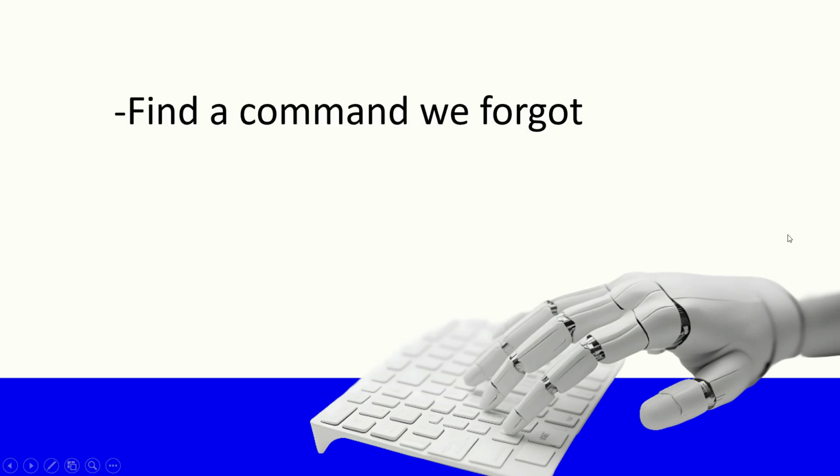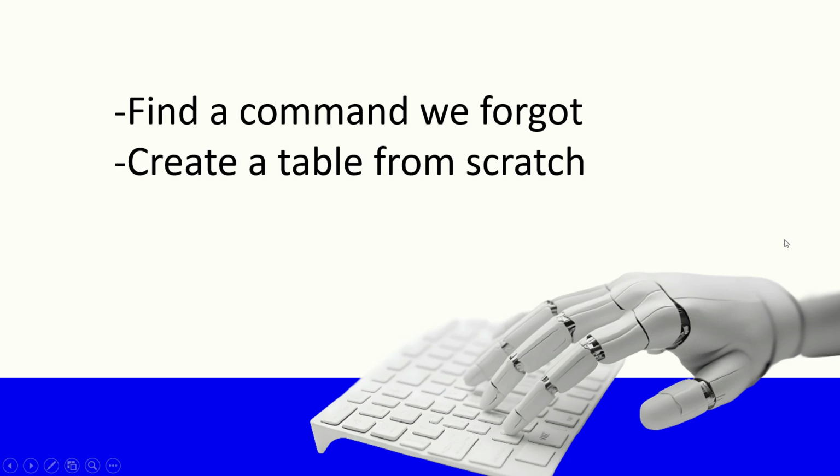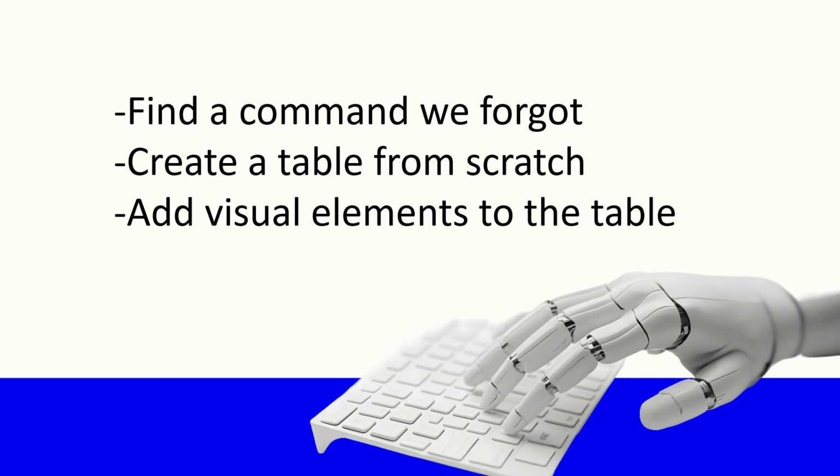We're going to do three things really quickly in this video. We are going to find a command we forgot, figure out how Copilot can help us do that. We're going to create a table from scratch, so we have basically text on the screen, and we're going to have Microsoft Copilot turn that into a table. And finally, we're going to add some visual elements to the table. So let's get started.